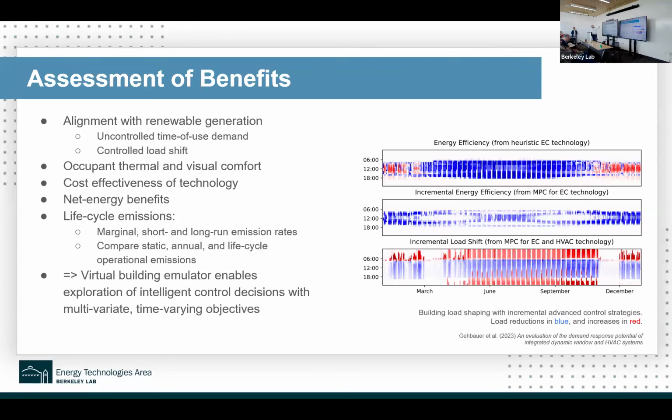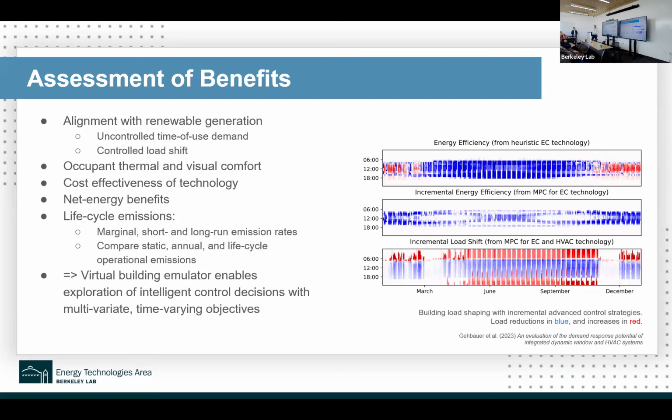So the first plot shows, everything in blue is a reduction in electricity demand. Everything in red is an increase in electricity demand. And so with the first subplot, we see that basically for most of the year, we get large reductions by switching from an interior shade to an electrochromic window controlled by a manufacturer typical heuristic control. So by switching out the very commonly used interior shade with the electrochromics, we save a lot throughout most of the year. There are some increases during the winter period.